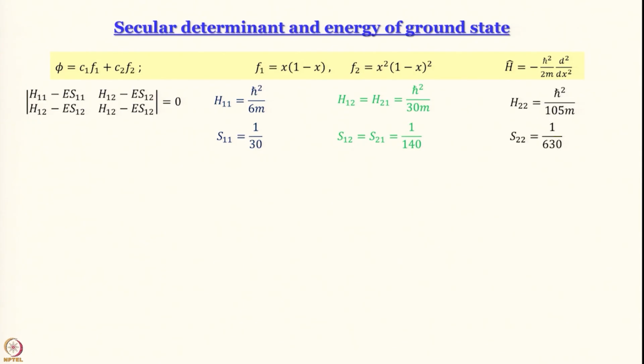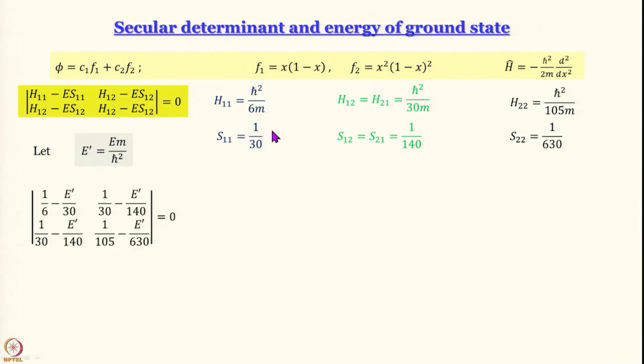I take all these expressions and I plug them into this secular determinant. While doing that, it helps if I work in terms of E dash, which is Em by h cross square, and you can see why. H11, what is H11? h cross square by 6m minus E into S11, so minus E by 30. So, naturally this m will go up, and so the expression just becomes a little simpler if I write E dash equal to Em by h cross square, and this is the determinant I get, that is equated to 0.